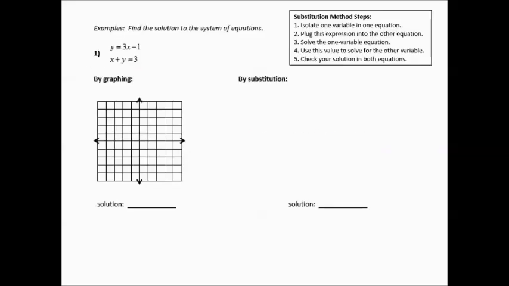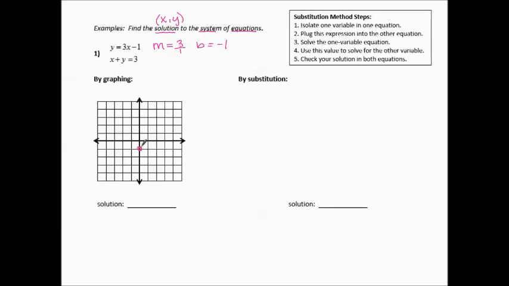In our last lesson, we looked at solving by graphing. So we're going to look at that again and compare it to solving by substitution, our second method of solving. So we want to find the solution. Remember, our solution is an ordered pair to the system of equations. So we have our first equation, y equals 3x minus 1. My slope is 3 over 1, and my y-intercept is negative 1.